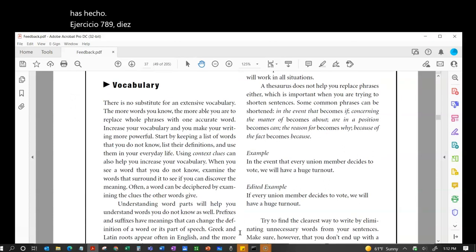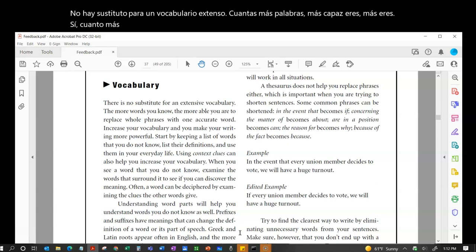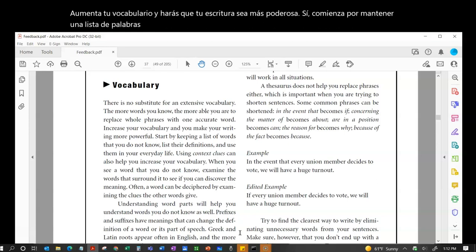Okay, let's go to the vocabulary. There is no substitute for an extensive vocabulary. The more words you know, the more able you are to replace whole phrases with one accurate word. That is very true. Increase your vocabulary and you make your writing more powerful. Start by keeping a list of words that you do not know. List their definitions and use them in your everyday life. Using context clues can also help you increase your vocabulary. Let me go back to that vocabulary strategy.